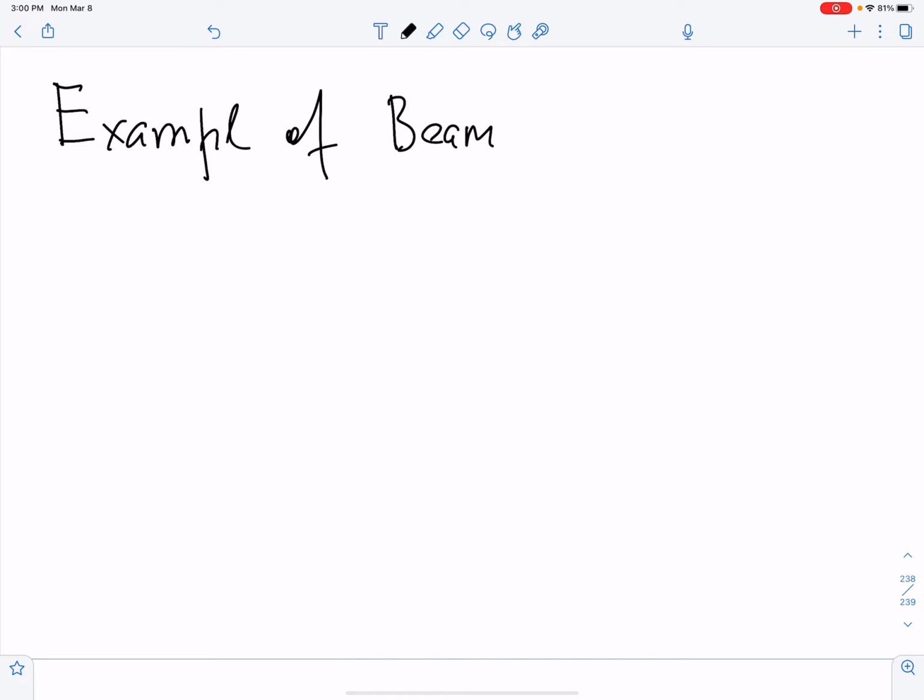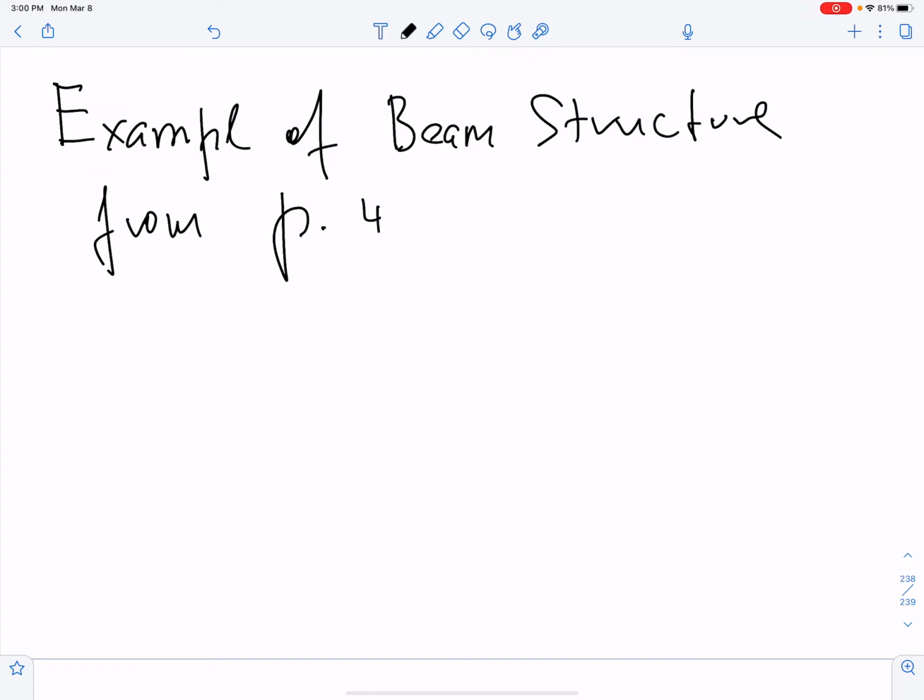Okay, so in this lecture, what I want to do is go through the example of a beam structure from page 420 of the reader. Okay, so let's start with a setup, and it's intentionally done to not complicate things too much.